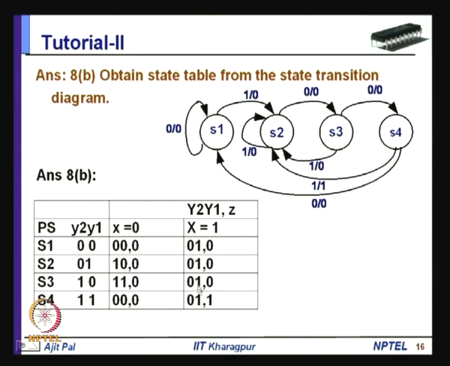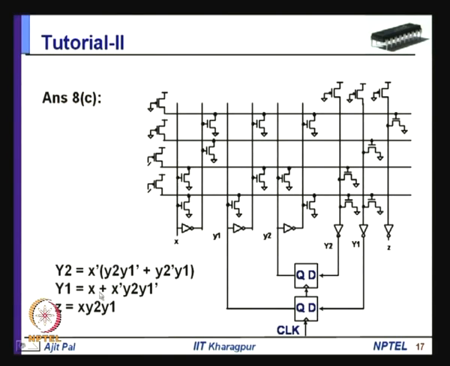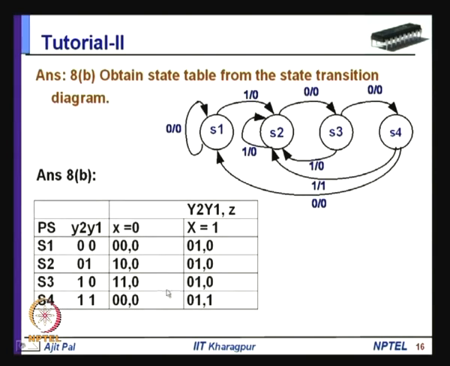So, y1 is equal to x plus, corresponding to this, x bar y2 y1 bar. So, x plus x bar y2 y1 bar will be the expression for y1, and the expression for y2 will be corresponding to these two, that means y2 bar y1 x bar plus y2 y1 bar x bar, and which has been written here. So, this is z equal to x y2 y1, y1 is equal to x plus x bar y2 y1 bar, and y2 is equal to x bar y2 y1 bar plus y2 bar y1, as I have shown from this table.